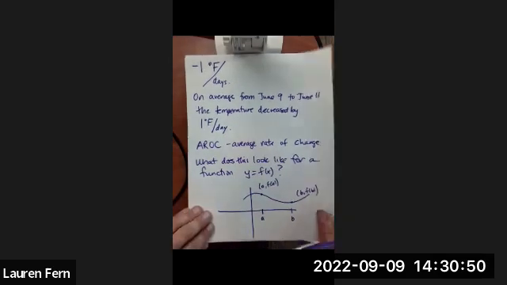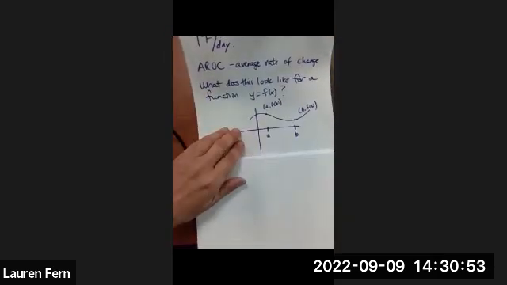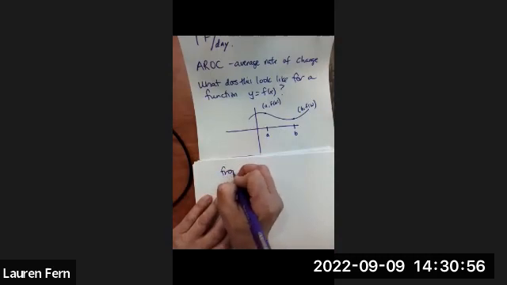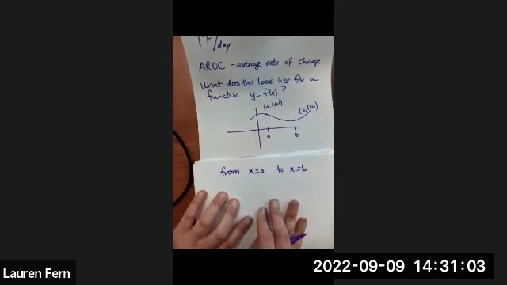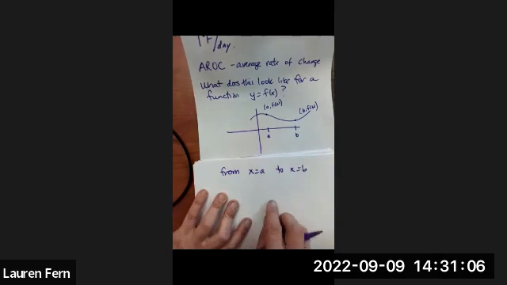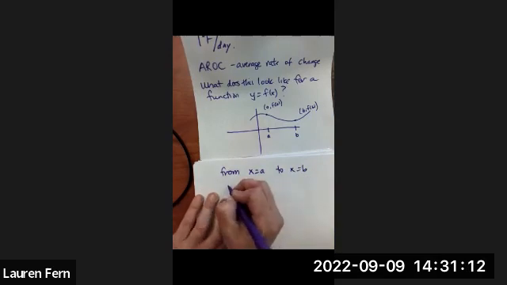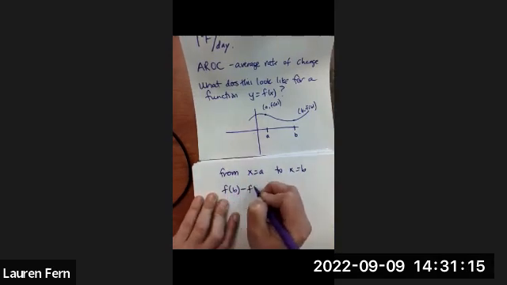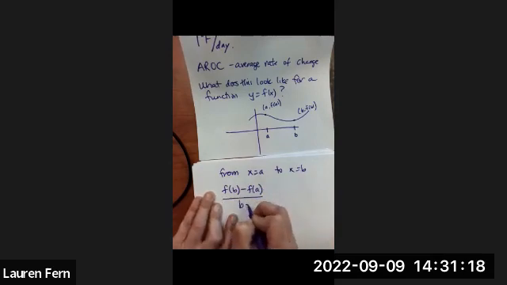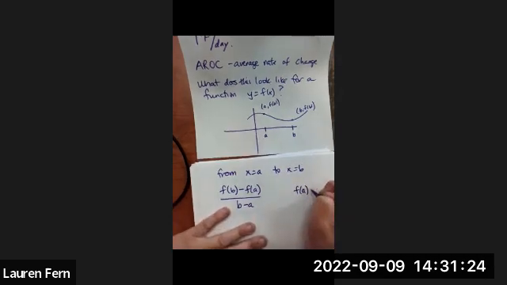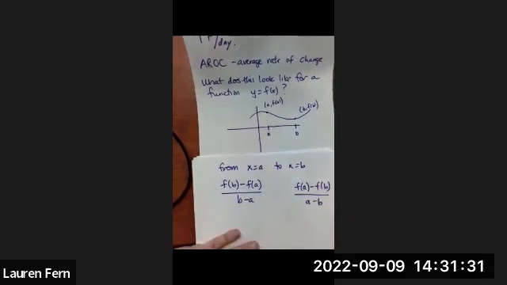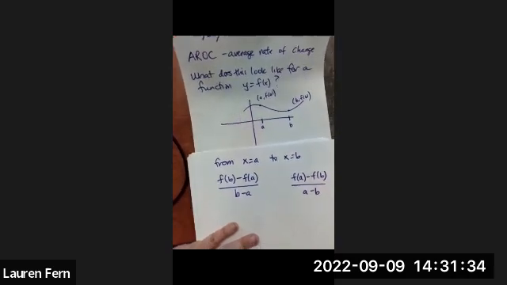Now, what if I wanted us to find the average rate of change of this function from x equals A to x equals B? Well, isn't it the change in output over the change in input? So I could say it's my function value at B minus my function value at A divided by B minus A. Could I equivalently say it's F of A minus F of B as long as I write A minus B? It is the case, okay?